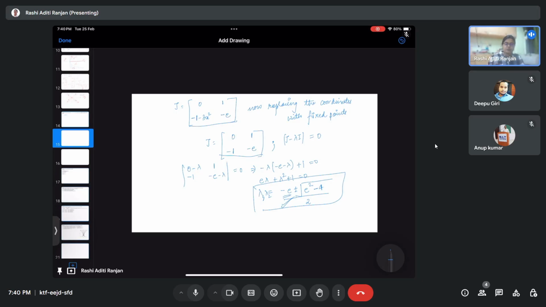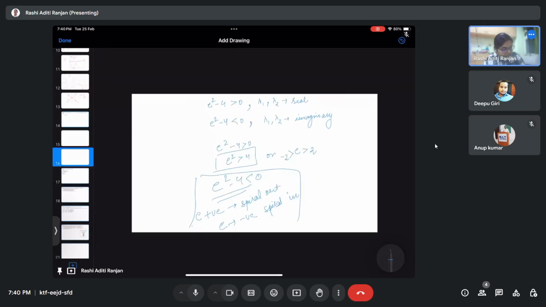Yeah, it is going to exponentially converge. Okay, maybe I should write it. We have minus e plus minus under root of e square minus 4 by 2. We have something which is definitely less than e. So if e is positive, we have exponential divergence.